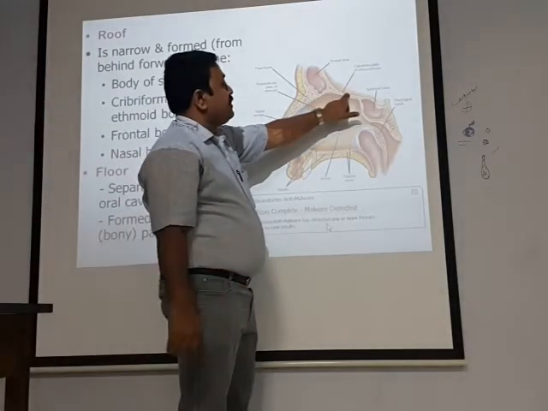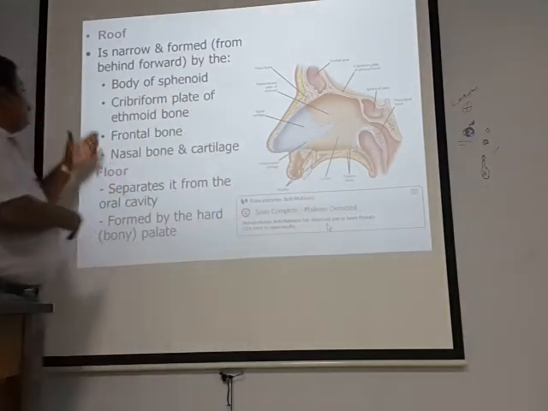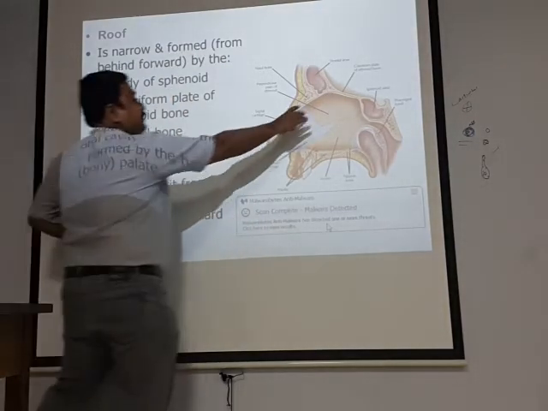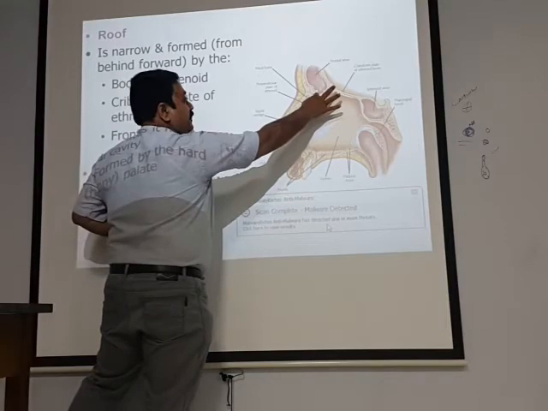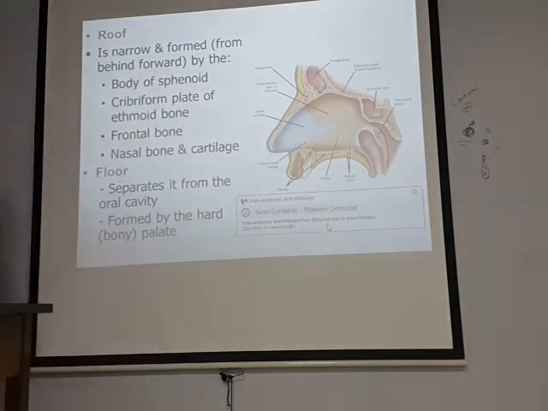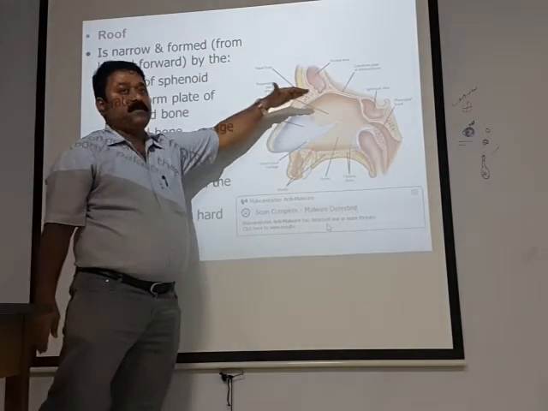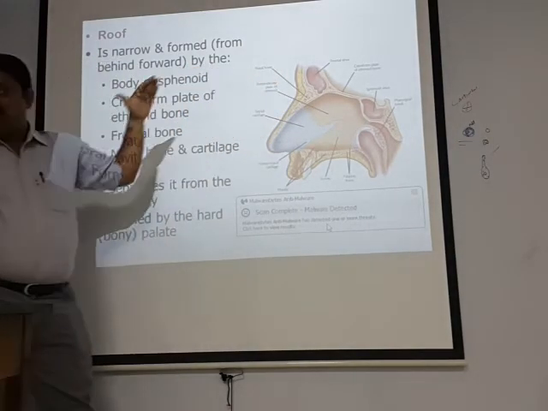So here it is the ethmoid bone and the sphenoid bone, and the frontal bone. See here, frontal. This part is the frontal bone, and then the nasal bone and the cartilages. So this is about the roof of the nasal cavity.